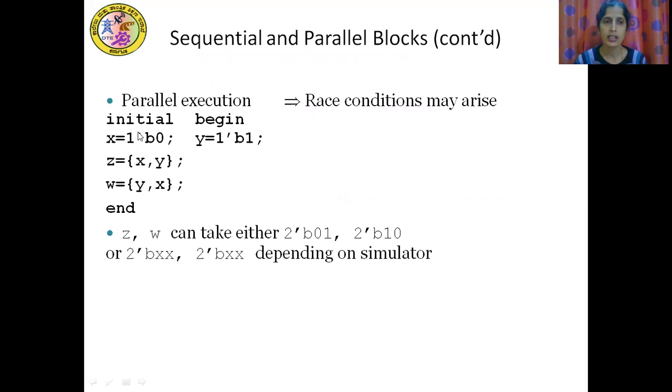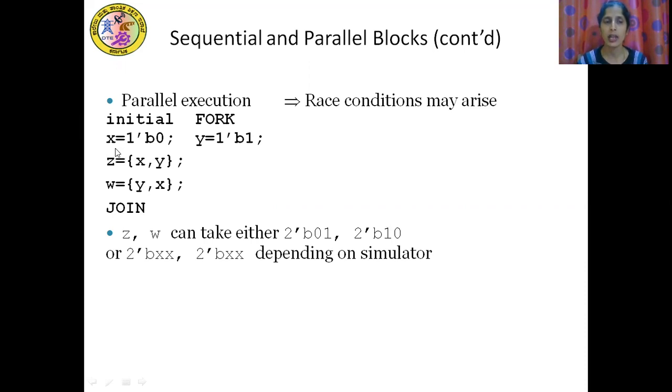Here we have chosen an example where a set of statements is enclosed between begin and end. Here it is in parallel execution, so we need to enclose the statements between fork and join. Here we have four statements written within the parallel block. Since it is a parallel block, all the statements begin their simulation at time 0 and we don't know the order in which the statements are executed.